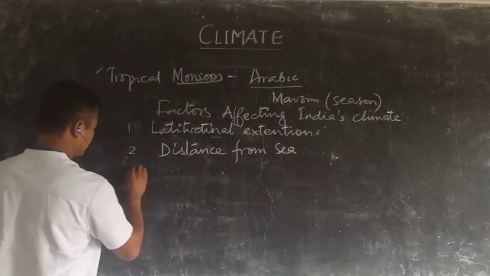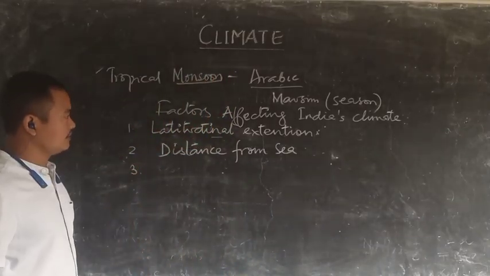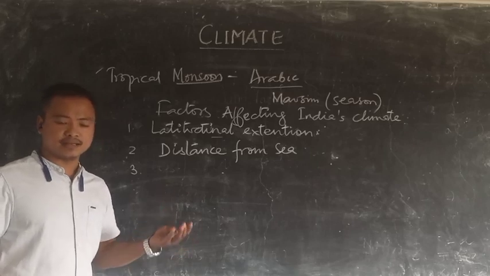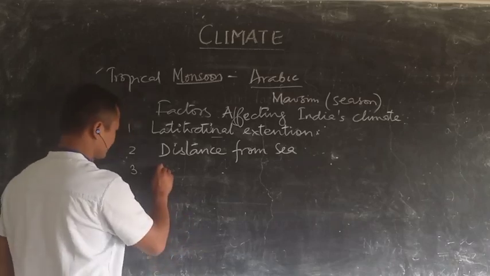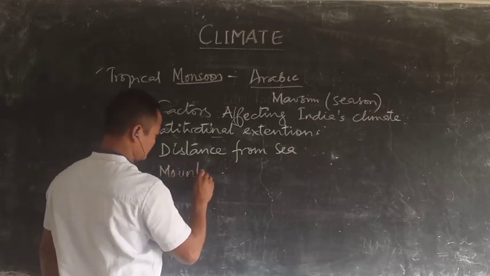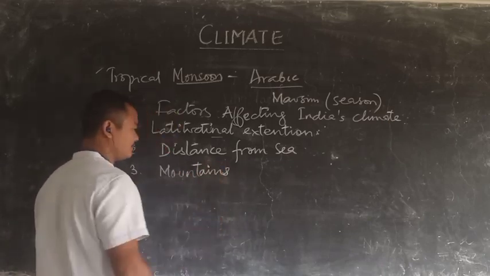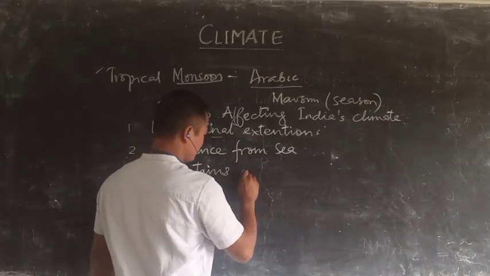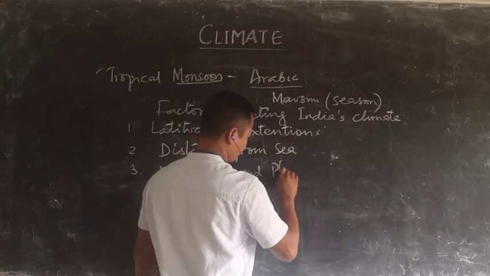The third factor that we could discuss, that affects India's climate, is mostly the mountains. Mountains that we have to the north in the form of the Himalayas, and at the same time you can also consider the physiography.